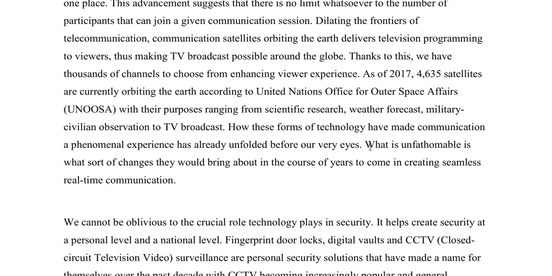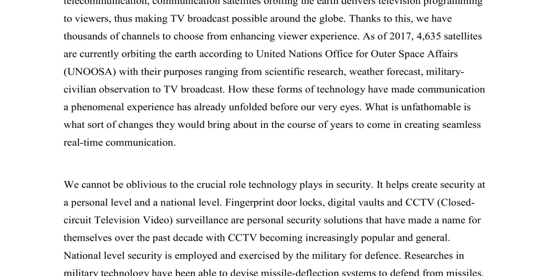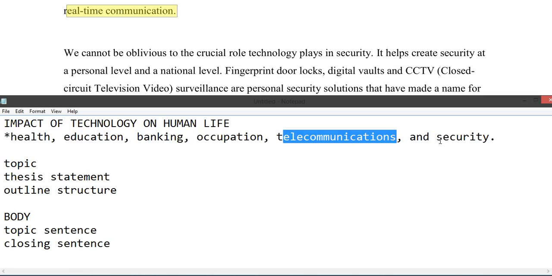Whatever the form is, the closing sentence has restated the opening sentence, the topic sentence, and it has finished saying that technology is creating seamless real-time communication. That is, technology is creating real-time communication and helping people out. Coming to next, he promised to talk about security.